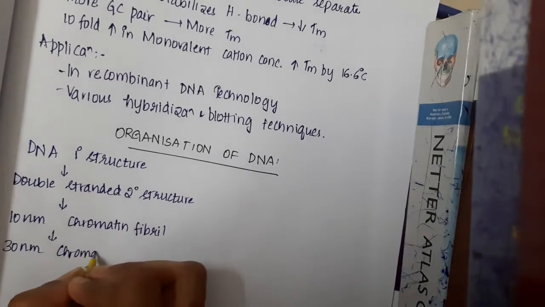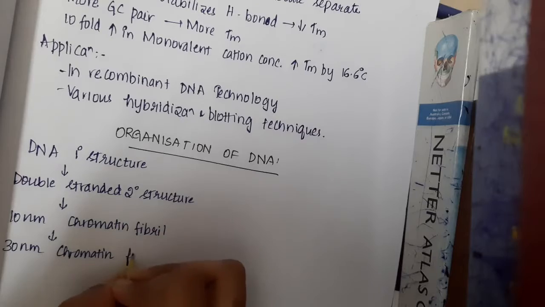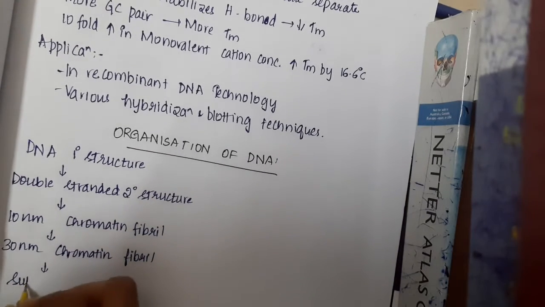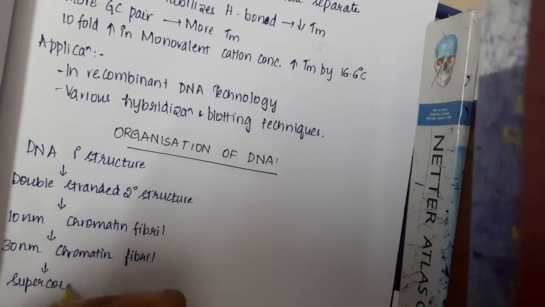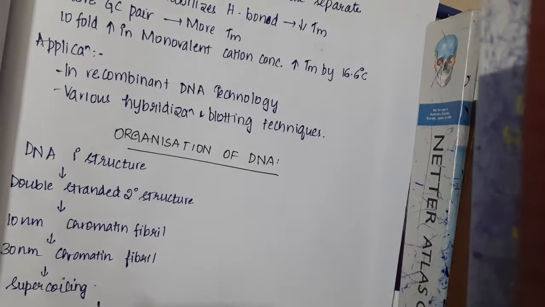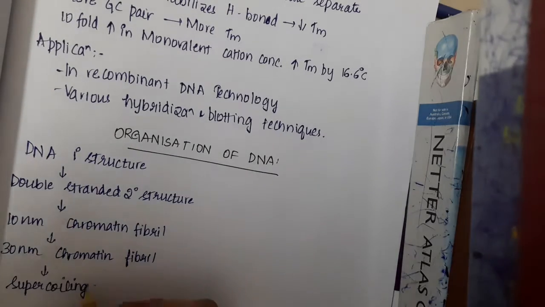We have already seen primary structure and double stranded structure. Now we are going to see the 10 nanometer chromatin fibril. Are you all clear? Why is this packing of DNA, this organization of DNA, very, very important? Okay, so we are now going to see the 10 nanometer chromatin fibril. But before that, we have to understand a very important packing protein called histone proteins.